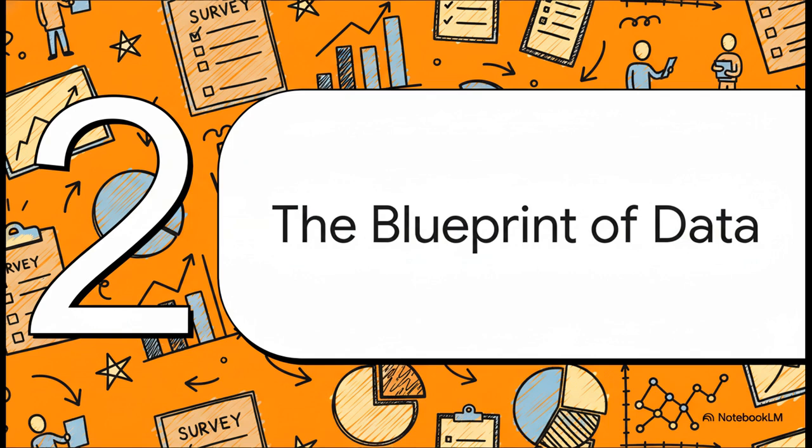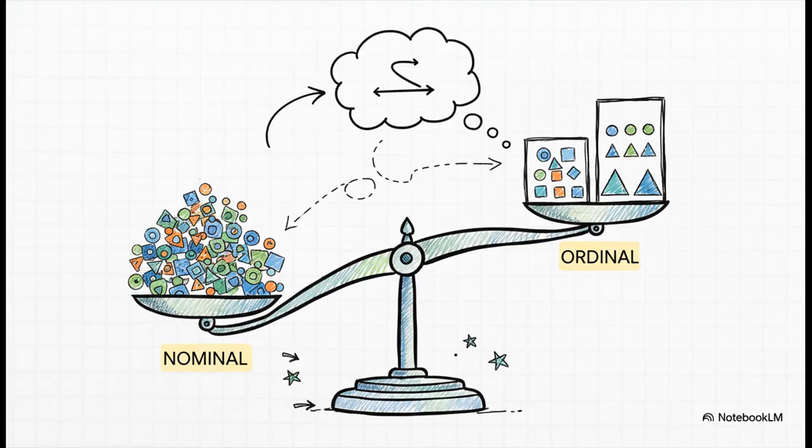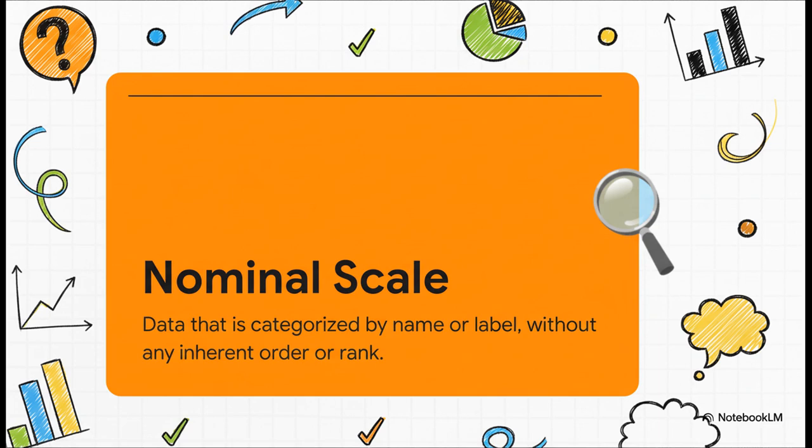Okay, so we've got our question locked in. But now what? Well, before we can even think about analyzing anything, we need a blueprint for the answers. We've got to have a system to sort and classify all that data that's about to come flooding in. Otherwise, it's just chaos. And that system has a name. It's called a scale of measurement. The best way to think about it is like the grammar of data. Seriously, it's a set of rules that tells us how to handle the answers we get. We're just going to focus on the 2 most common types, the ones you'll see in pretty much any survey, including our case study.